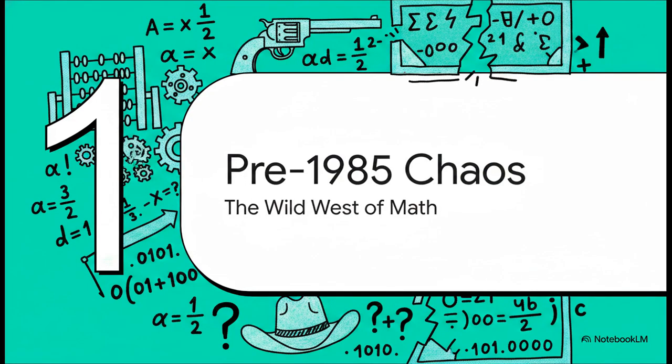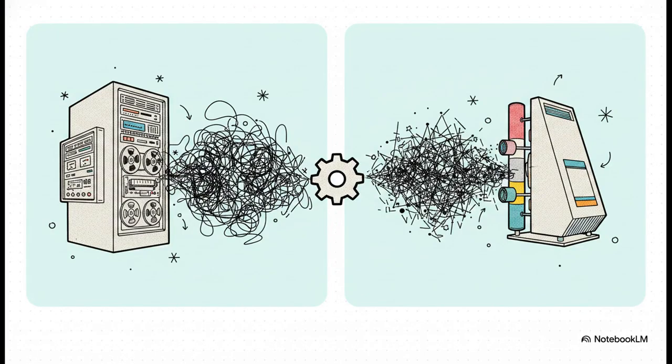The pre-1985 computer chaos. Back in the early days of computing, before 1985, it was an absolute Wild West. There were basically no universal rules for how computers should handle decimal numbers. You know, numbers with a fractional part like 3.14 or negative 0.001. Every single computer manufacturer was essentially just making up their own rules as they went along.